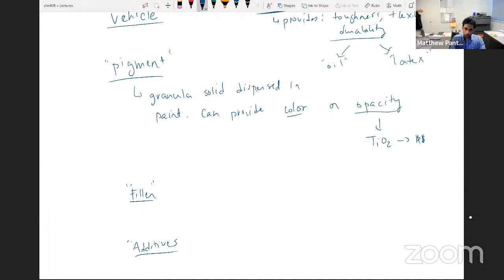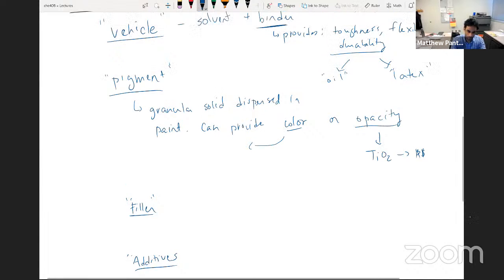Anyways, so this color aspect is either some kind of mineral or organic compound. That can be different things.